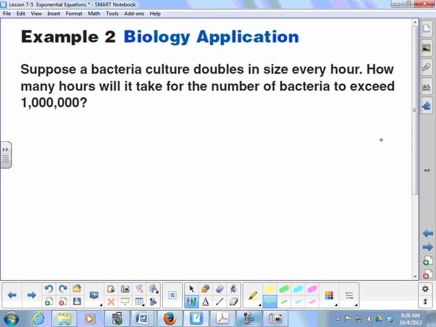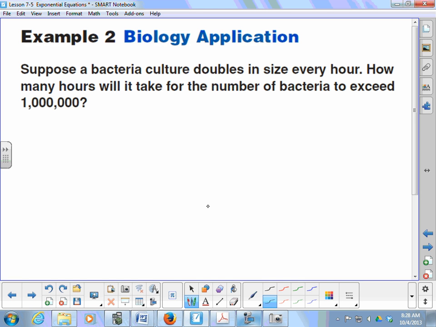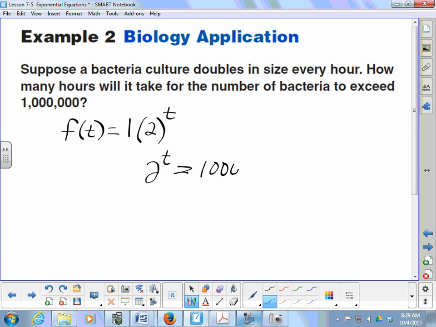Since it says we have just a bacterial culture, that means we have one. So my original function here would be f of t equals 1, because that's how many I'm going to start with, times 2 raised to the power of t, because it's doubling every hour. And they want to know how many hours it will take for the number of bacteria to exceed 1 million. So I want to know when is 2^t greater than 1 million, right?